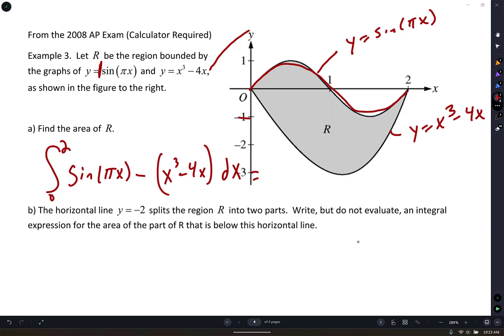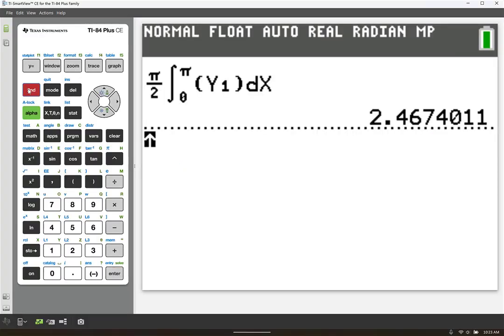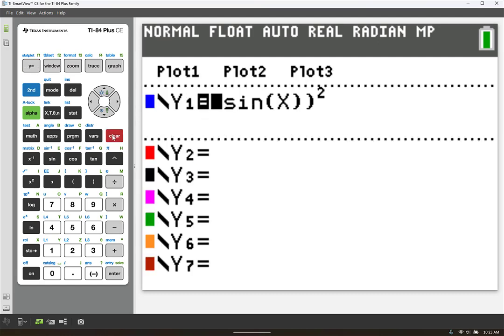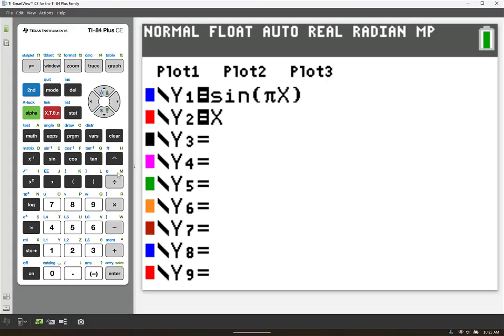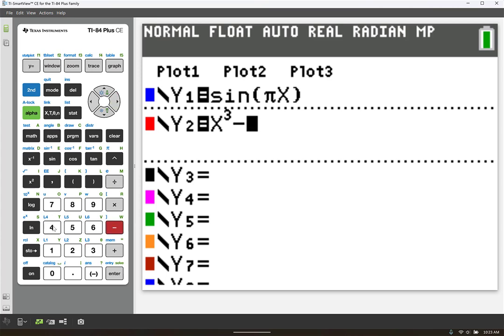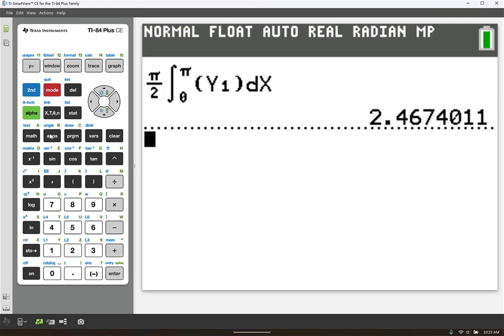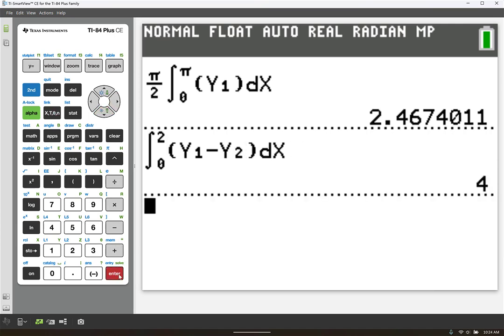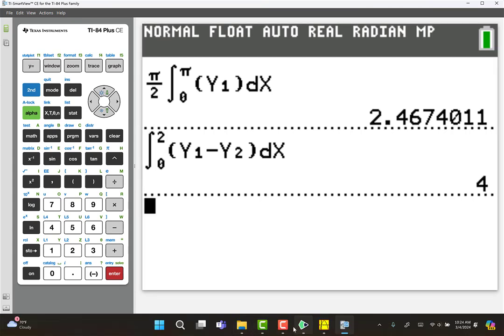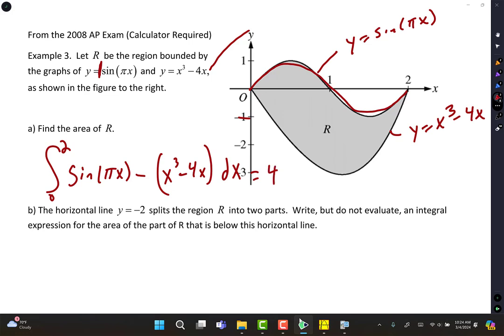Take your calculator. I would type sine pi x in y1. I already forgot what y2 was. What was the next equation? X cubed minus 4x. Thank you, guys. All right. Here we go. Math 9, from 0 to what again? And then I'm just going to put y1 minus y2. A nice perfect number. So here we go. It's just 4. Done. Cool or not cool?